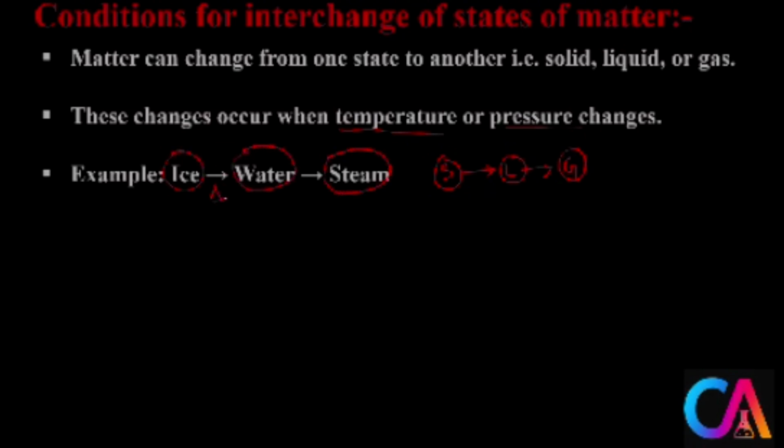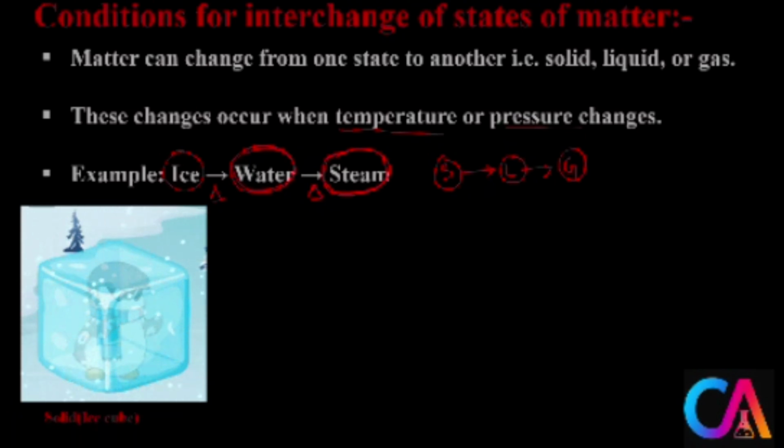If we heat ice, then it will convert to water. If we heat it again, then it will convert to steam. Steam means water vapors. So it is important to remember that the variation in temperature and pressure is responsible for the change, or the interchange, of states of matter.